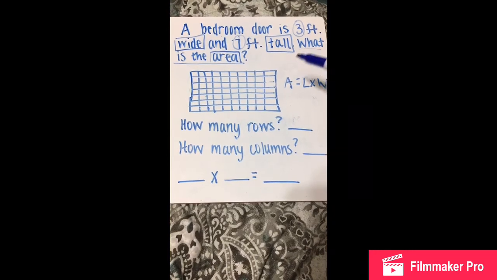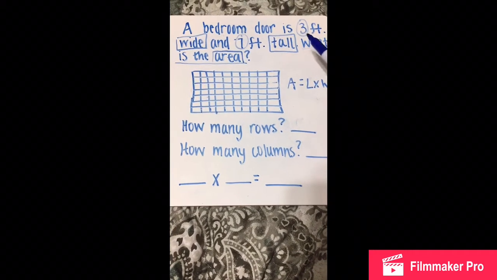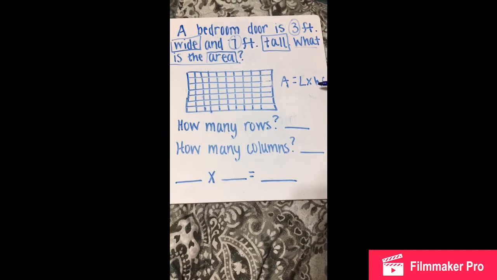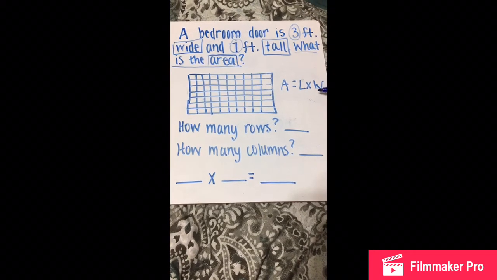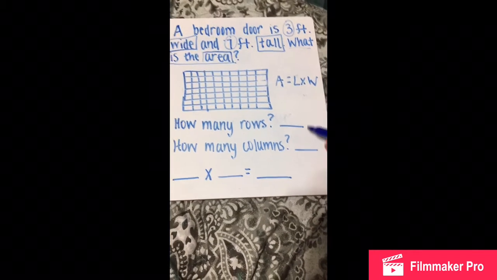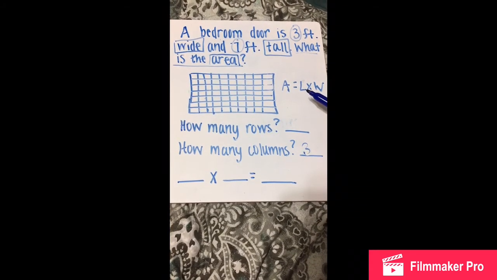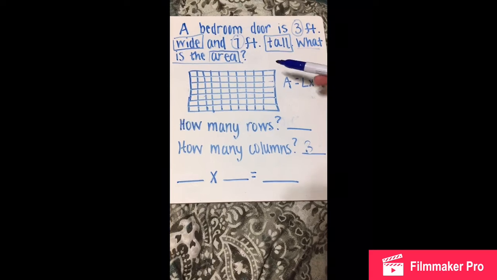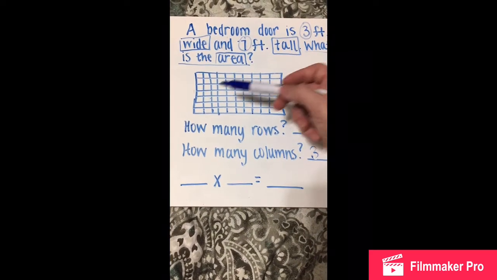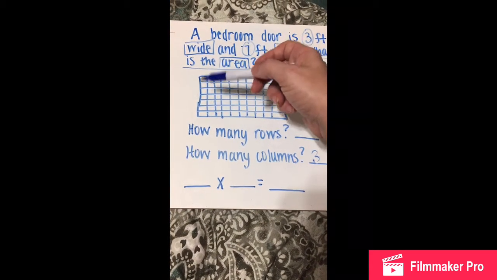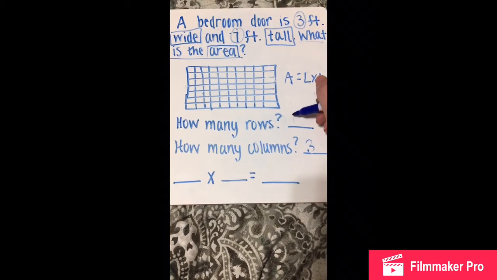So let's go back into our word problem. It says the door is 3 feet wide, so that's going to go for what? My rows or columns? Right, columns. How many rows am I going to need? So 7 feet tall. Tall is how long it is, or our rows.